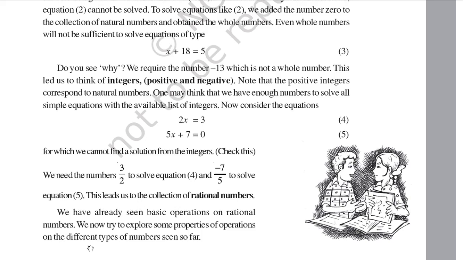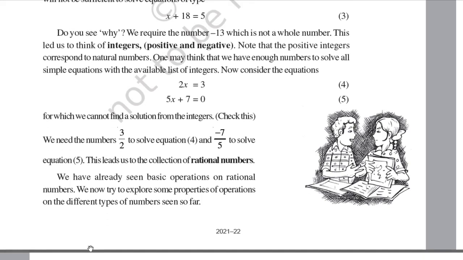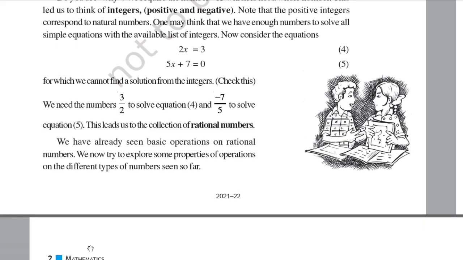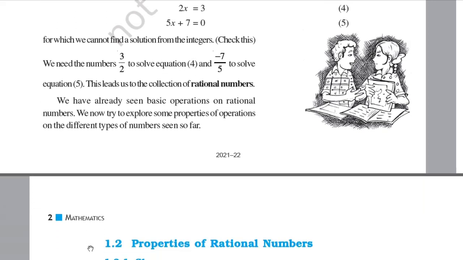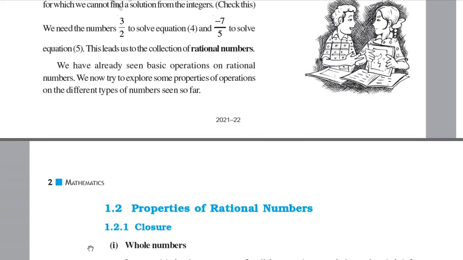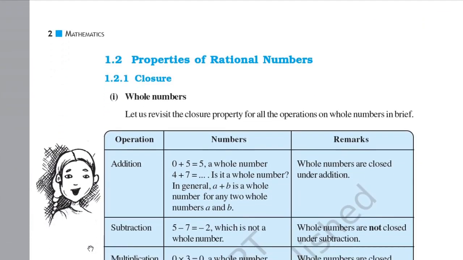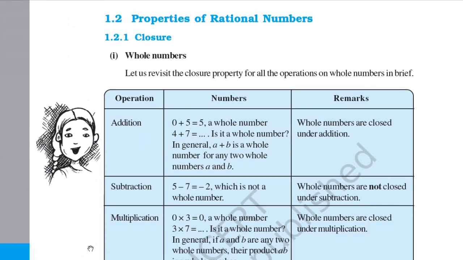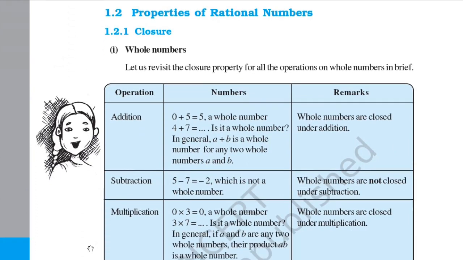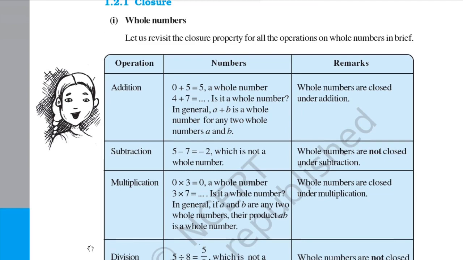We have already seen basic operations on rational numbers. We now try to explore some properties of operations on the different types of numbers seen so far. So here are the properties of rational numbers. 1.2.1 Closure. Whole numbers. Let us revisit the closure property of all the operations on the whole numbers in brief.